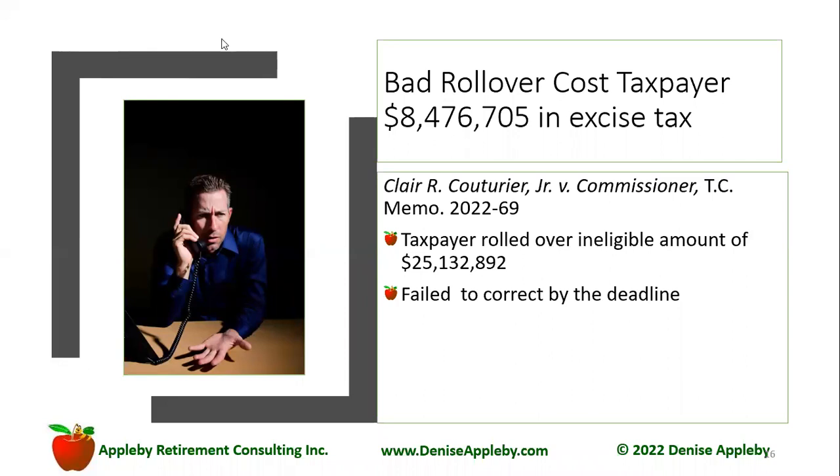Now if that excess contribution is in excess of the individual's regular traditional IRA contribution limit, which is only $6,000 for some, plus catch-up contributions for those who are at least age 50 by the end of the year, then we have a huge problem. Look at this. This cost this taxpayer over $8 million in excise taxes because they didn't have an advisor who does an IRA audit every year to see, well, what's going on? Did you make a mistake?